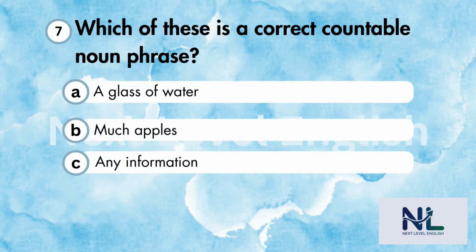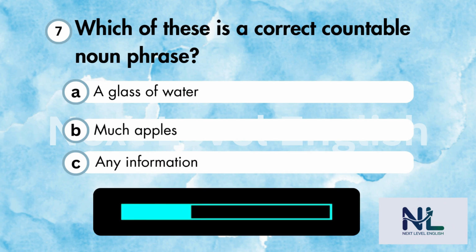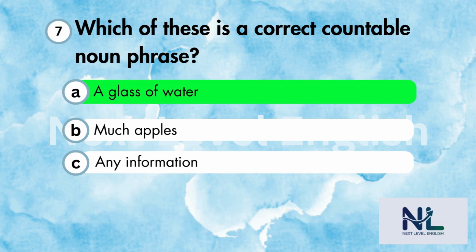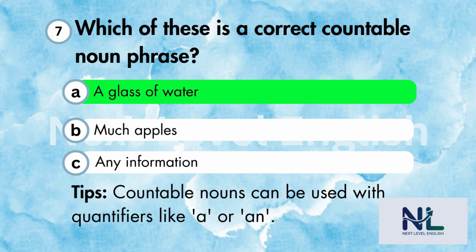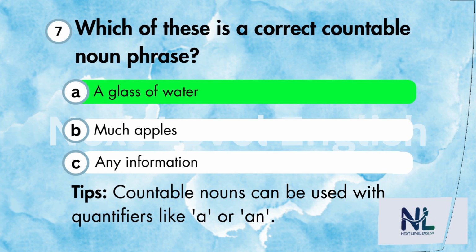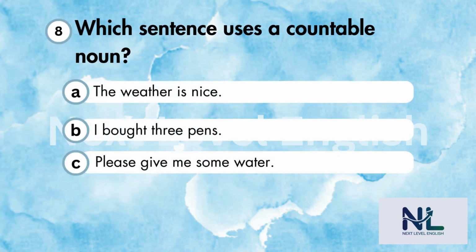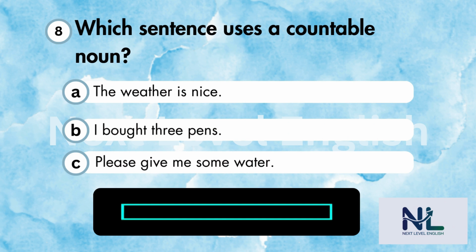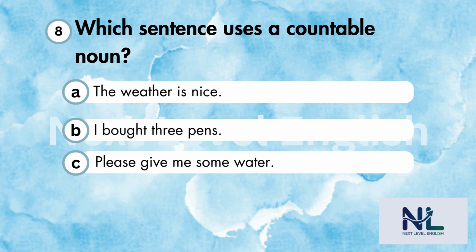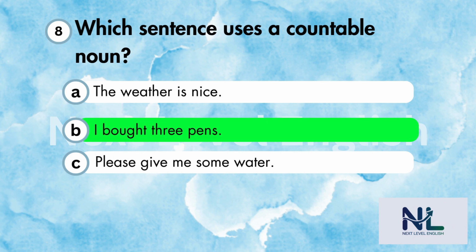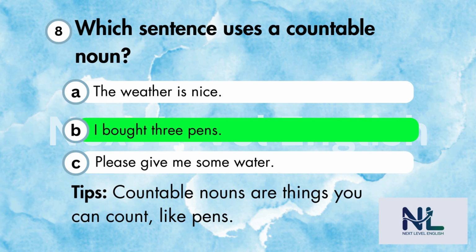7. Which of these is a correct countable noun phrase? A glass of water. Tips: countable nouns can be used with quantifiers like a or an. 8. Which sentence uses a countable noun? I bought 3 pens. Tips: countable nouns are things you can count, like pens.